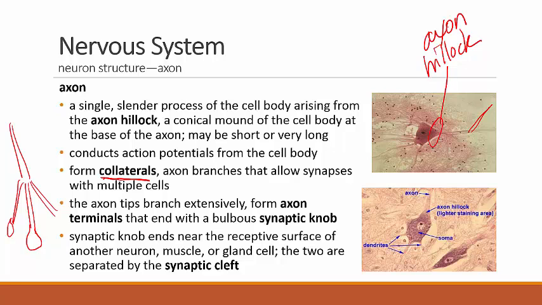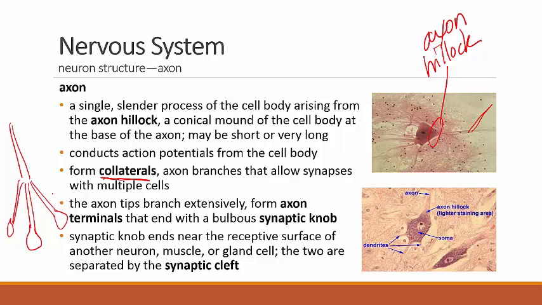I didn't do a good job of getting that to connect, but hopefully you get what I'm trying to show here. So there will be multiple tips, axon terminals, that swell at the end to form the synaptic knob. And that synaptic knob ends near the receptive surface of another neuron or another effector cell. So it could be a muscle or a gland.